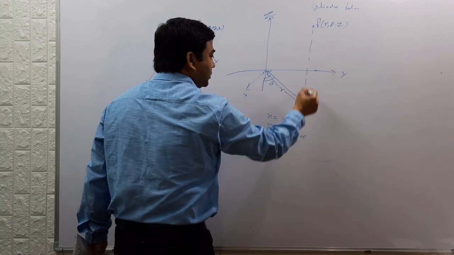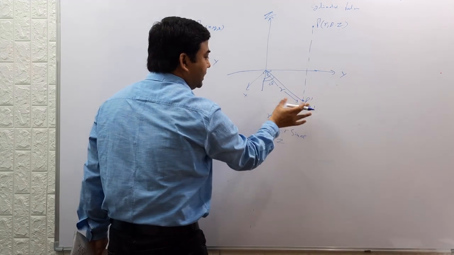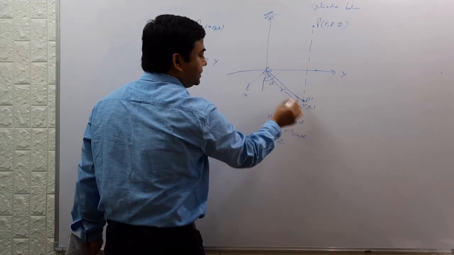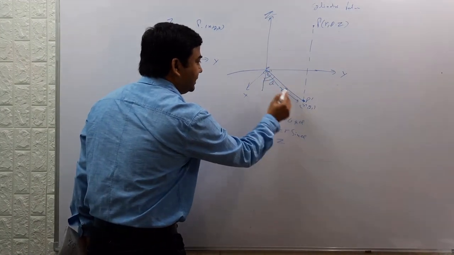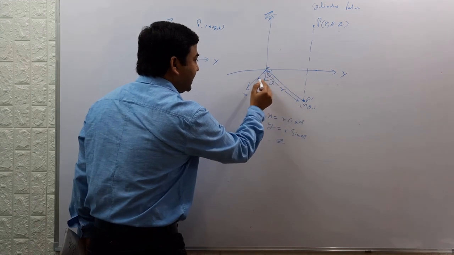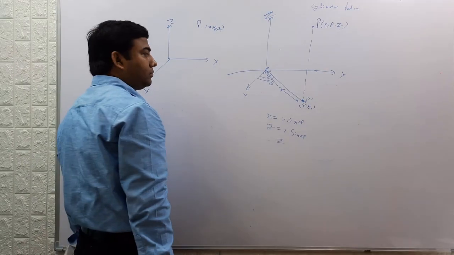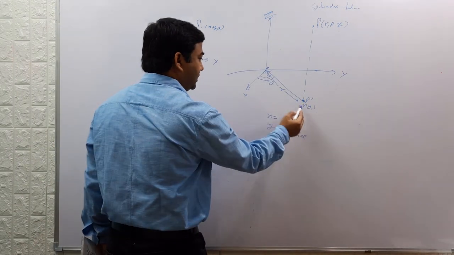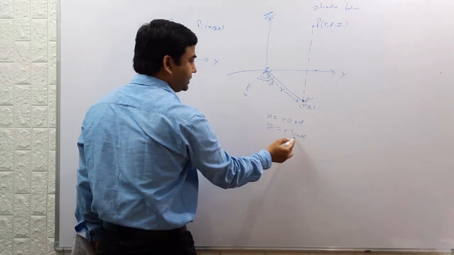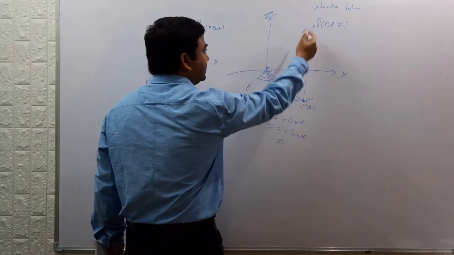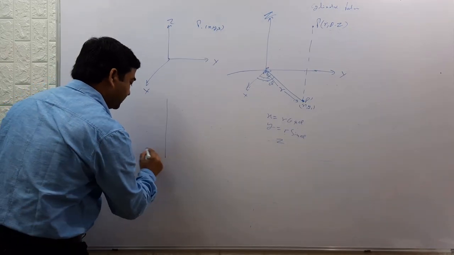Okay, so r is: make the projection of this point on the xy plane, and this cuts the xy plane at this point P dash. The length OP dash is r. Theta is the angle between OP dash and the x-axis. So x is r cos theta, the component in the x direction. y is r sin theta in the y direction, and z is z. So it is written as r, theta, z. And that is the cylindrical coordinate system.